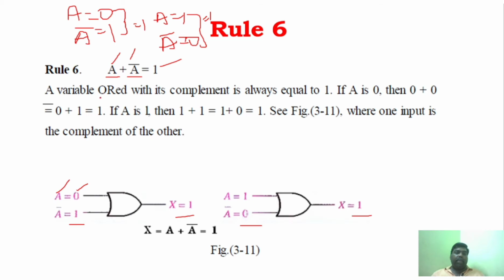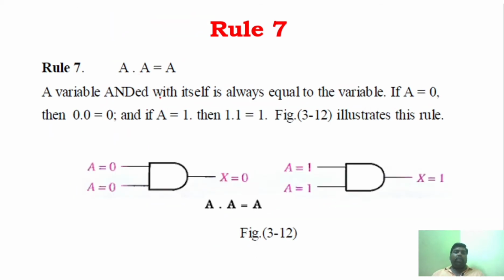So a variable ORed with its complement is always equal to 1. It can be 0 or 1 in any input, so it will be equal to 1. So that is rule 6. Now rule number 7. In rule number 6, we saw A and A complement addition.